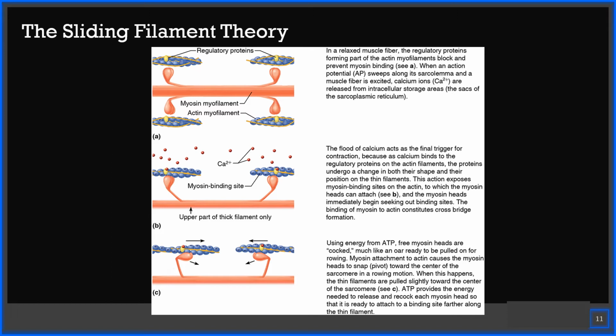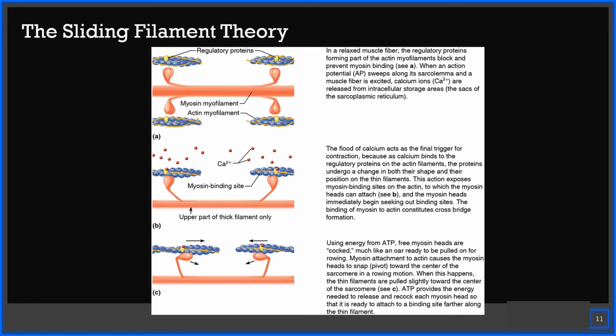When the action potential ends, calcium ions are immediately returned to the sarcoplasmic reticulum storage areas. Regulatory proteins return to their resting shape and block myosin binding sites, and the muscle fiber relaxes and settles back to its original length. This whole series of events takes a few thousandths of a second.